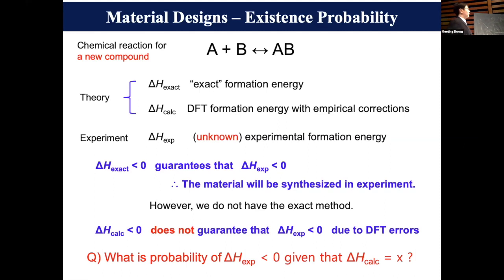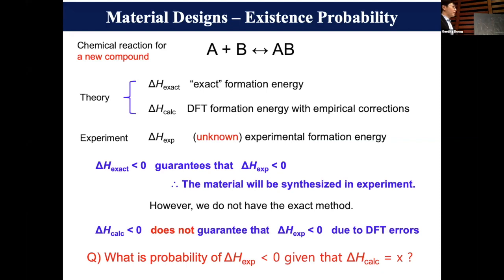The first one is, if you have the exact method, then we can use it to obtain the exact formation energy. When the exact formation energy is smaller than 0, this condition guarantees that the experimental formation energy is smaller than 0. It means that the material will be synthesized in experiment 100%. However, the problem is that we do not have the exact method. So the alternative way is that we estimate the formation energy within the DFT method along with the empirical correction.